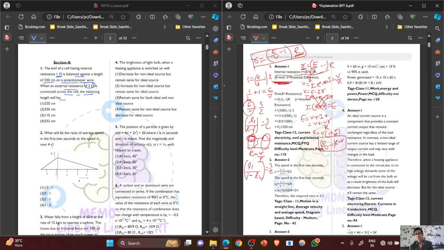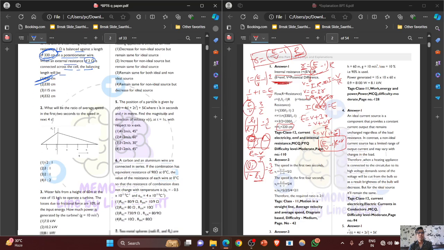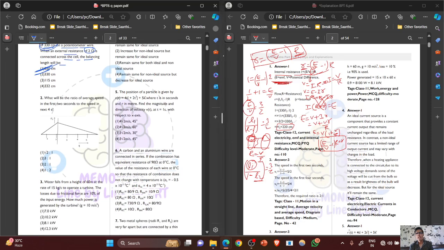So putting the values, L1 is given initially as 330 centimeter. Putting here, we can calculate L2. Solving it out, L2 will come out to be 220 centimeter. The first option is your correct answer. This is a question based on the potentiometer. Here it is 1, not the current. Okay, it's a numeric value.